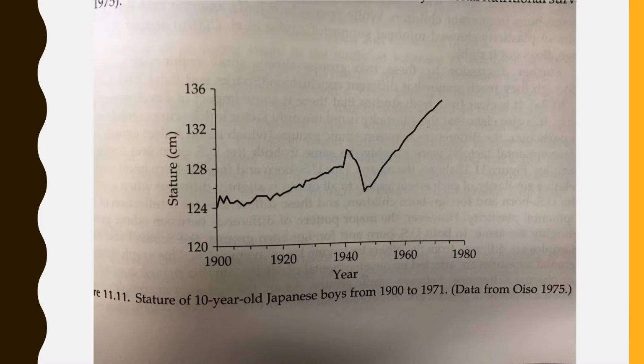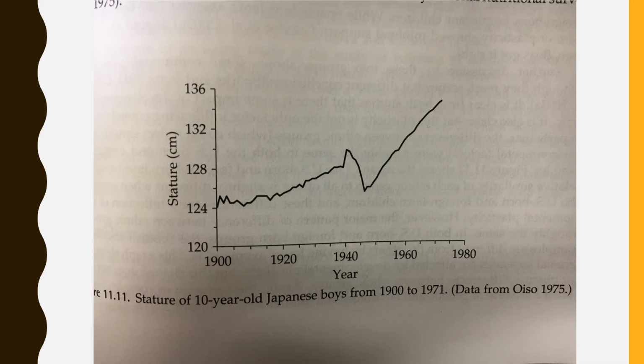Here is an example of secular change in the height of Japanese children. This is documented from 1900 to 1971, and this graph shows the average height of 10-year-old Japanese boys. As you can see, there is a height increase from around 124 centimeters in 1900 to around 136 centimeters in the year 1971. So an increase of about 12 centimeters.